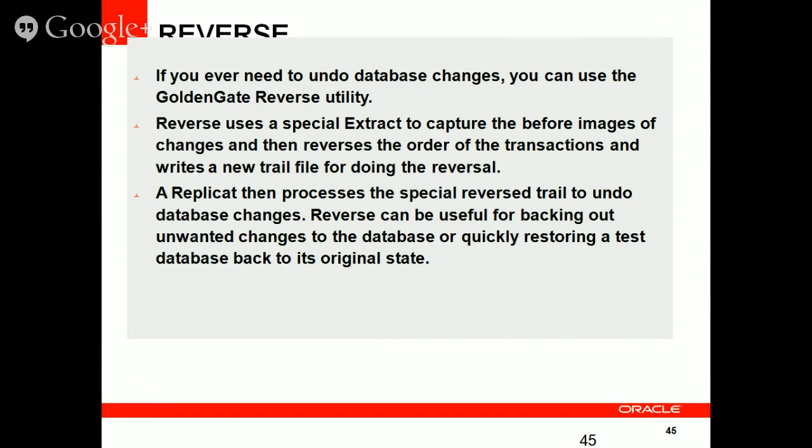It replicates these changes to a reverse trail to undo database changes. Reverse can be useful for backing out unwanted changes to the database, or quickly restoring a test database back to its original state, its old state. So this is one more utility provided by GoldenGate.